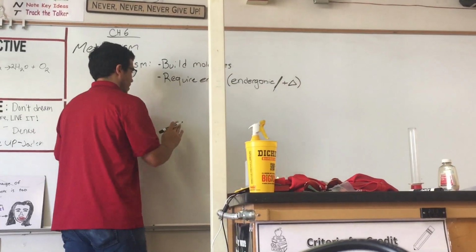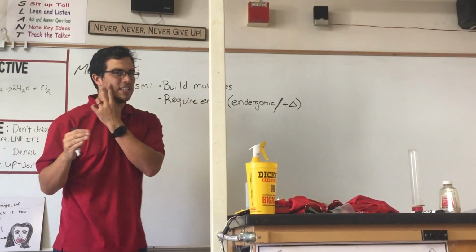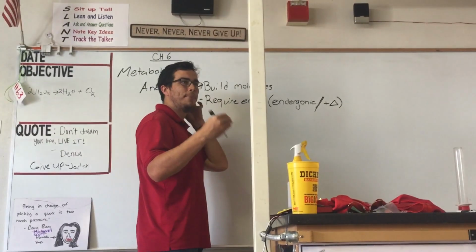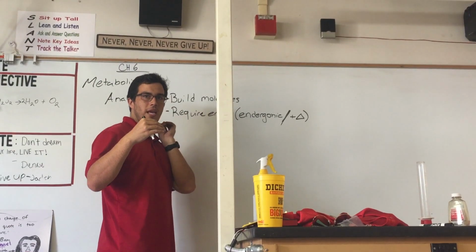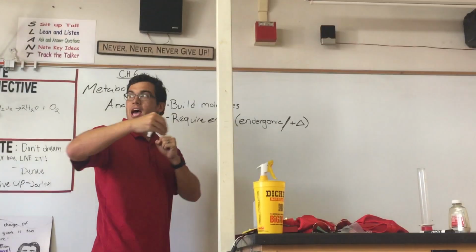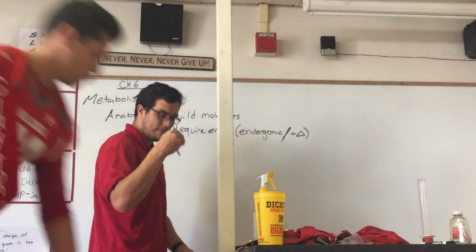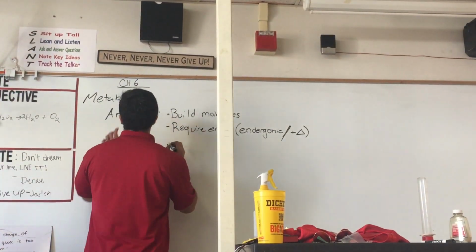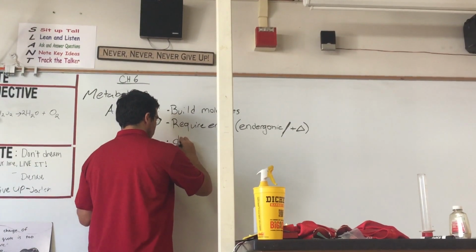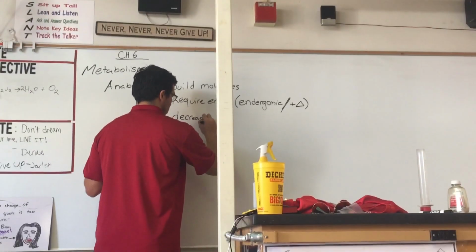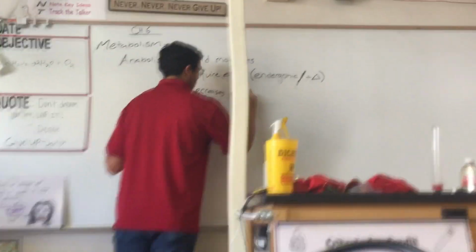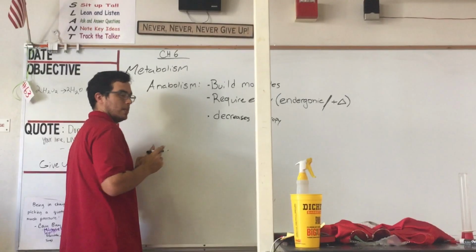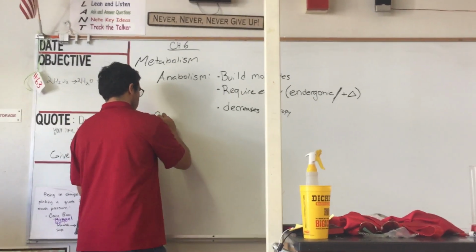And we said the amount of disorder in a system or the chaos in a system is called entropy. If I'm building something and I'm putting energy into the system, I'm creating more order. I'm getting rid of disorganization. And so what I would actually do is anabolism decreases entropy. Okay? And so now I've got the opposite one. What's the opposite of anabolism? Catabolism.